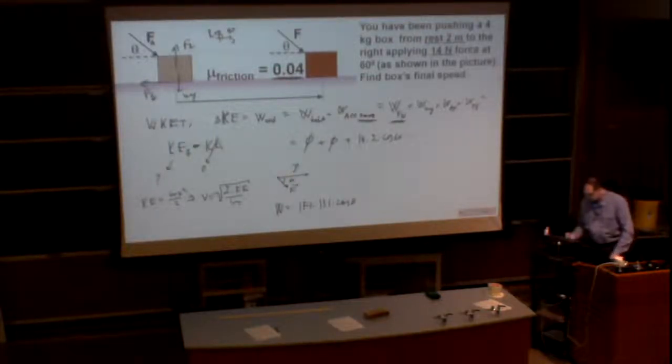Now, plus, we have to add the work done by force of friction. So it has to be negative. Coefficient of friction, normal force, distance traveled. So, what does it give me? 0 plus 0, that's 0. 14 times 2 times cosine 60 is 14. Minus, and I have to start plugging numbers in. Coefficient, 0.4.